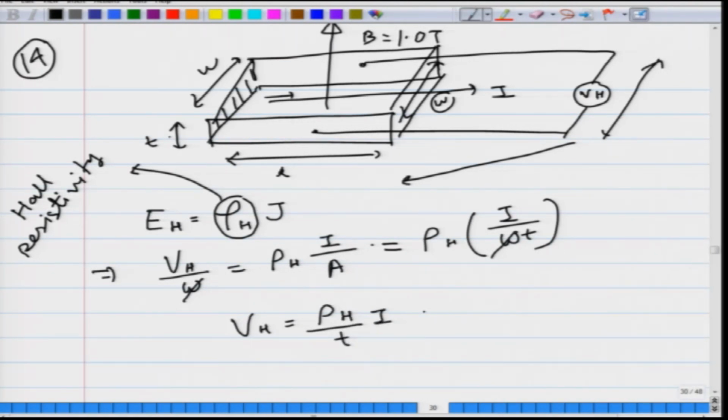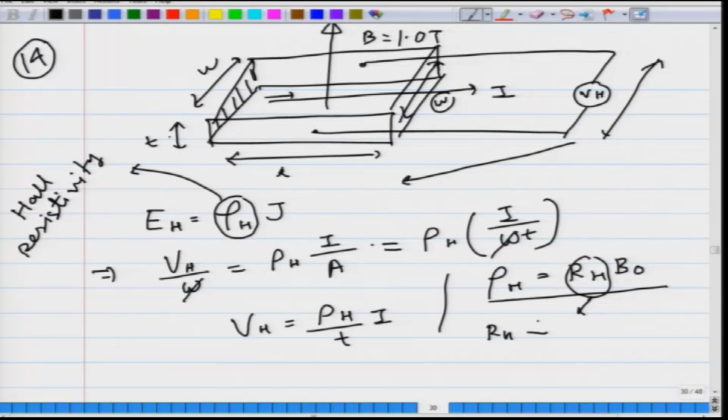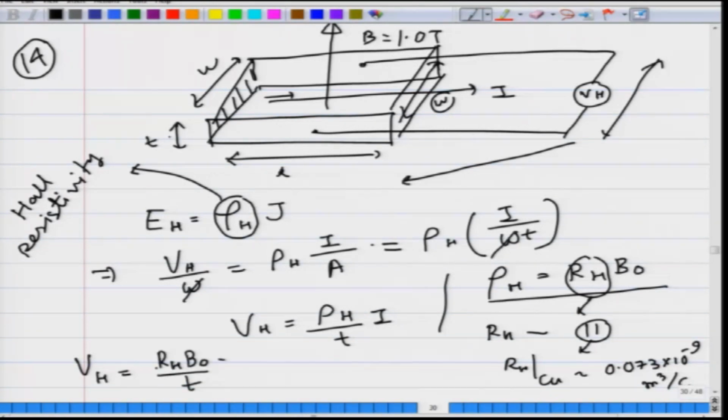Now, we know that rho_H is given as R_H by B naught. This is a copper sheet, and this R_H for copper we have calculated already for question number 11. From question number 11 we know the R_H of copper is almost 0.073 into 10 to the power minus 9 meter cube per coulomb. So, we get that V_H will be R_H B naught by T into I.